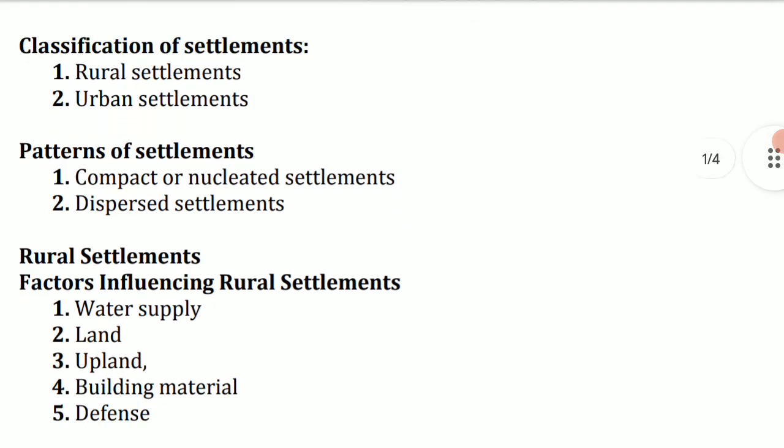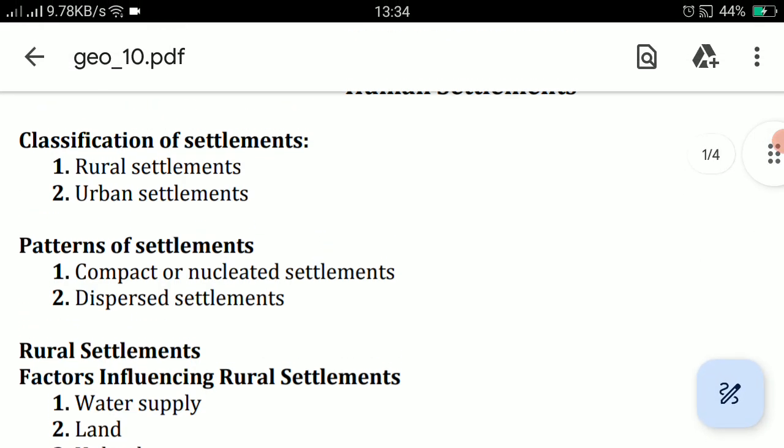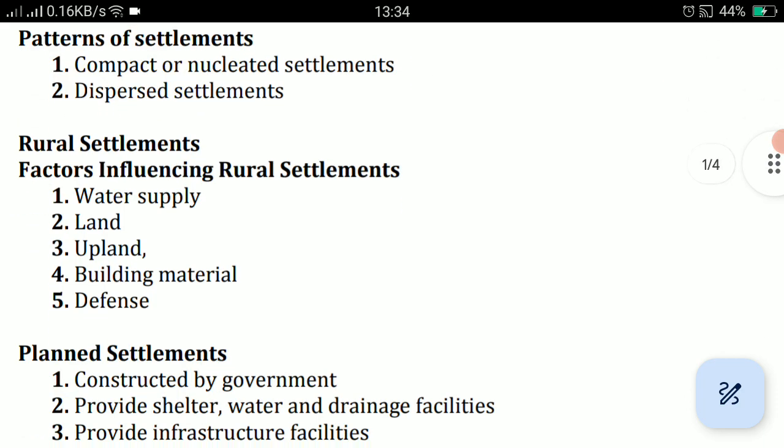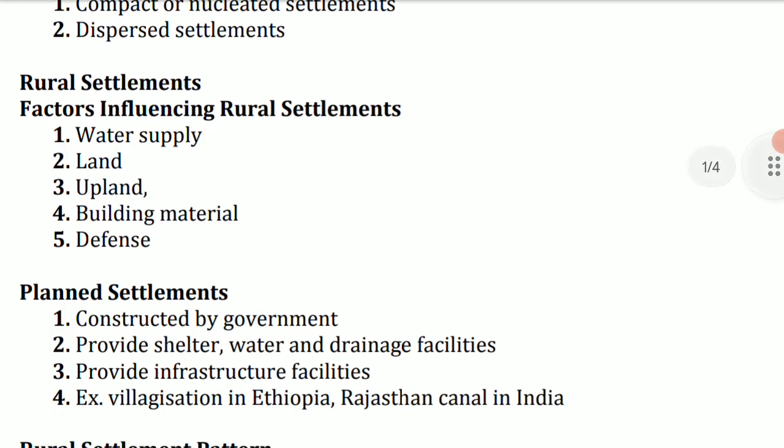And what are the patterns of settlements? First is compact or nucleated settlements, then second is dispersed settlements. Then rural settlements, what are the factors influencing rural settlements? First is water supply, second is land, third is upland, fourth is building material, and at last defense.